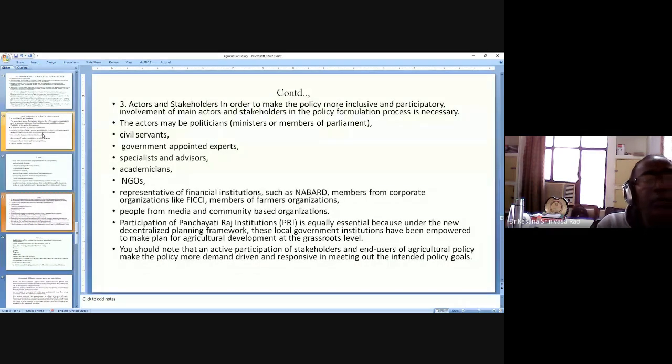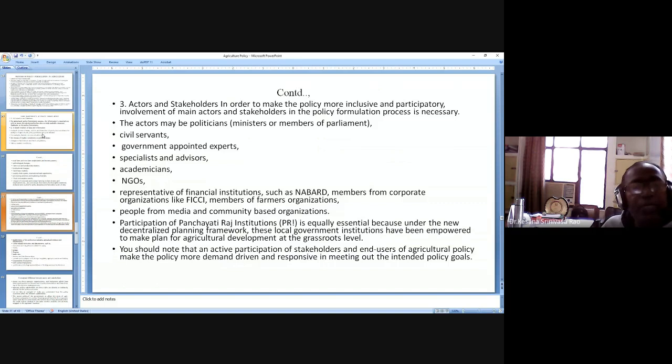The third component: actors and stakeholders. This is the most important thing, which I have already told you. Who are the actors and who are the stakeholders? In the agriculture policy framework, to make the policy more inclusive and participatory, involvement of the main actors and stakeholders in the policy formulation process is necessary.